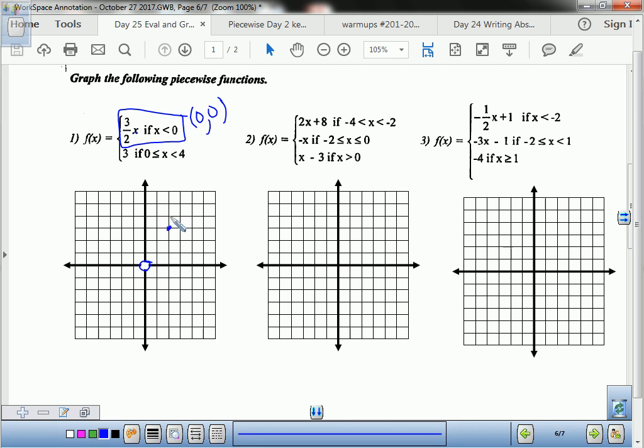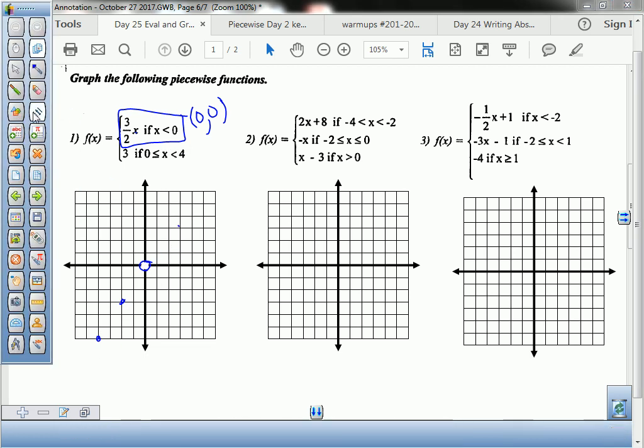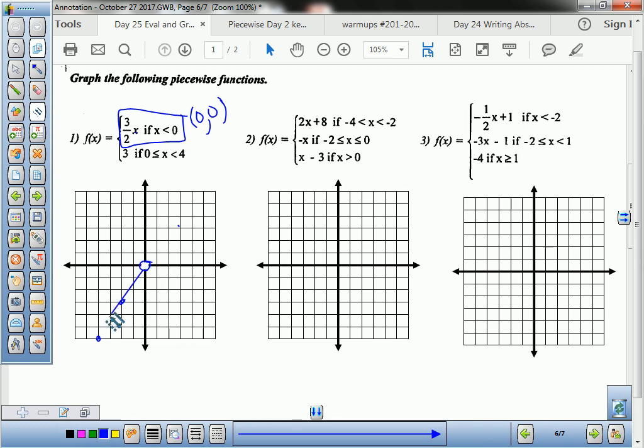But I can't go that way. It's only for x values that are less than 0, so I have to do the opposite: down 3, left 2, down 3, left 2. I do get to go forever in that negative direction, so when I draw in my line, I'm going to put an arrow at the end because it's all x values less than 0. So it goes on forever.